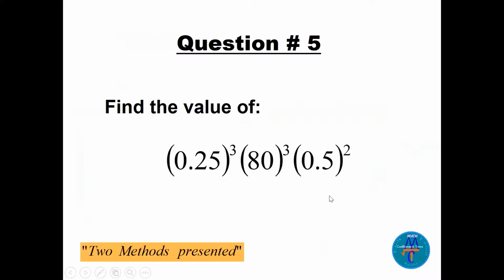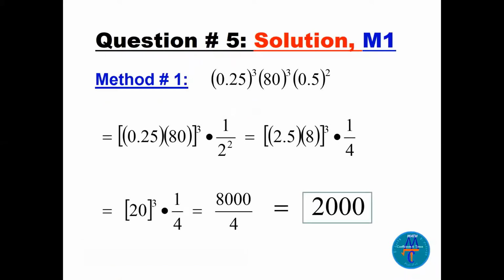Let's see. Question number 5, find the value of this, just a number. 2 methods are presented here. If you can find one method, it's okay. If you can find 2 different methods, it's better. Let's see, 0.25 all cubed without using calculators. Oh, remember, find the value of this, 0.25 all cubed, 80 all cubed, 0.5 all squared. Let's see, let me show you method number 1. Let's see method number 1.